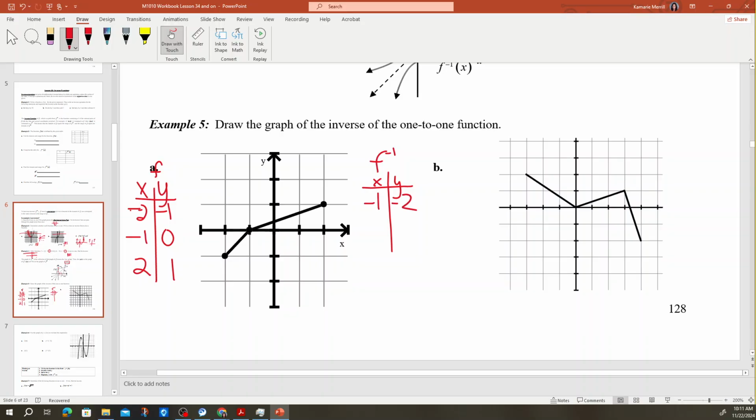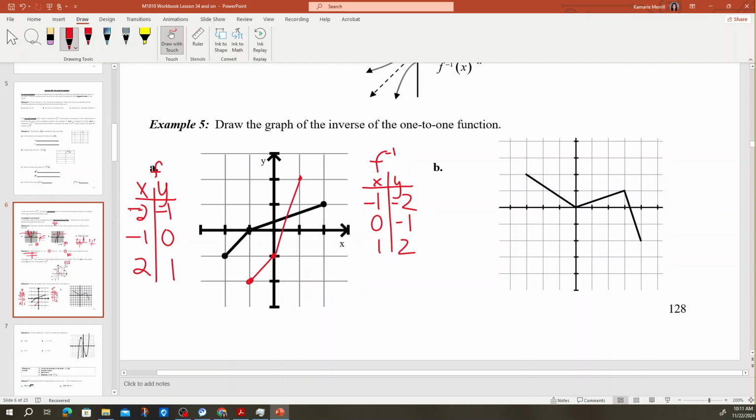-1, -2. Do not switch any signs. It's just switching the spots. 0, -1, and 1, 2, right? Let's see if the graph comes together. -1, -2, 0, -1, and then 1, 2.